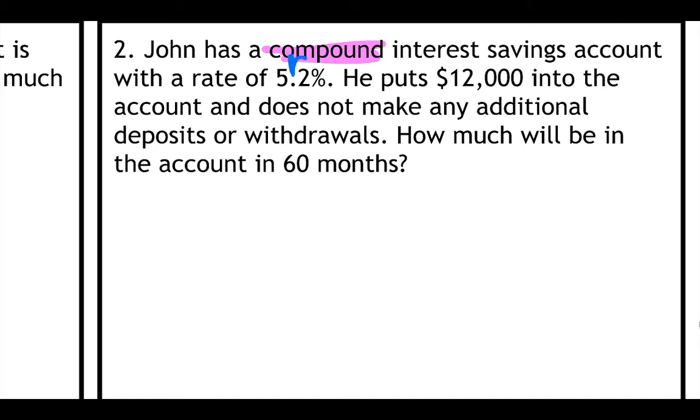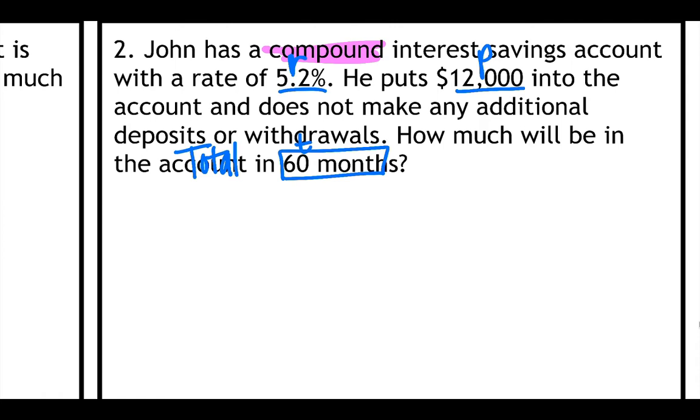So R. He puts 12,000. Okay, so that's his initial amount he's putting in. That's my principal, P, into the account. He does not make any additional deposits or withdrawals. Star always includes that, which really is useless information. How much will be in the account? The total. 60 months, that's the time. But what do we say about months? We have to put it over 12, because there are 12 months in a year.